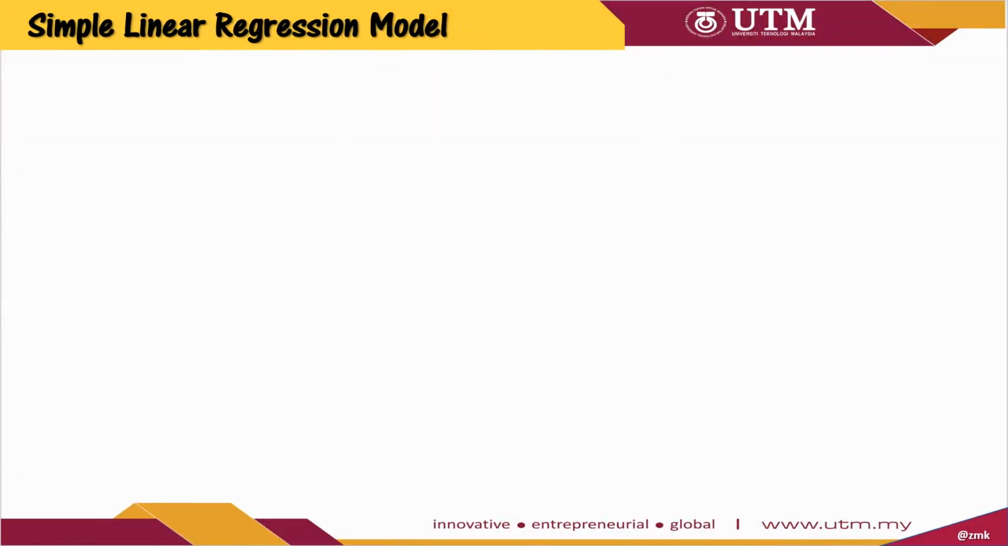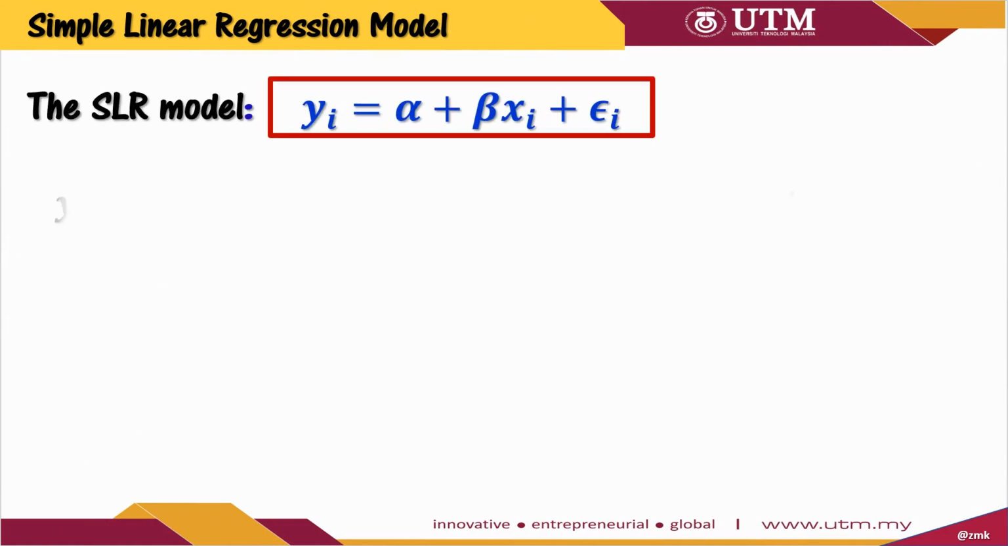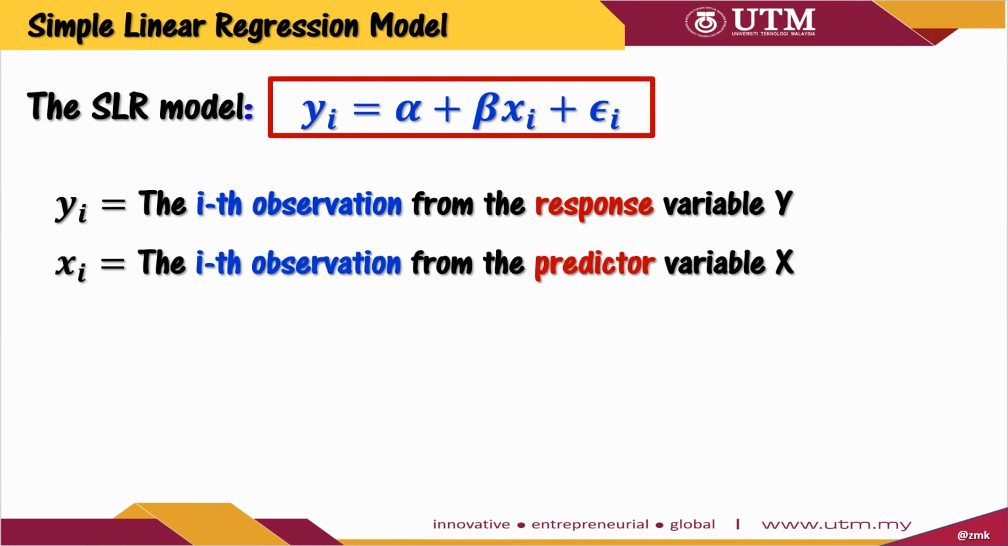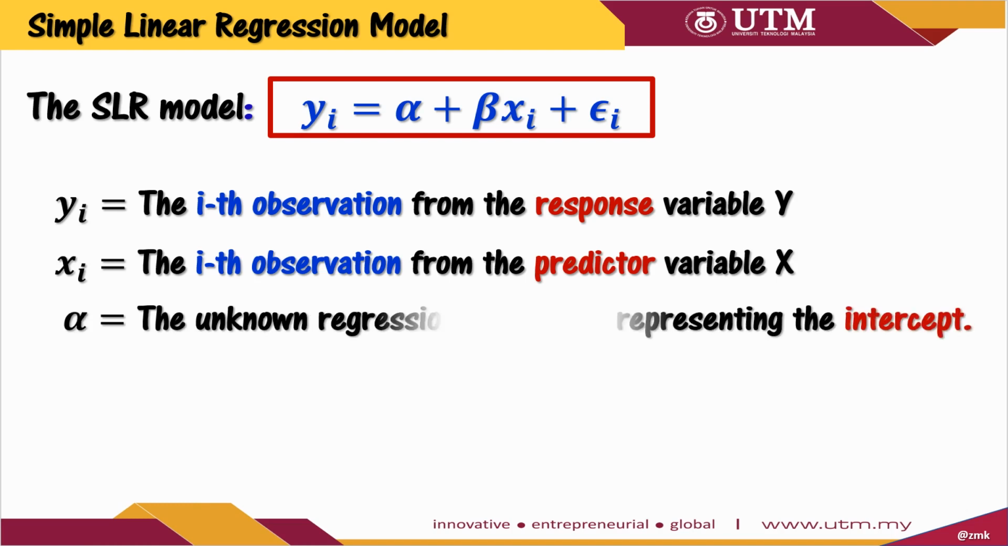The simple linear regression model is given as follows, where yi is the ith observation from the response variable y, xi is the corresponding ith observation from the predictor variable x, and the notation alpha in the regression model is the unknown regression coefficient representing the intercept.